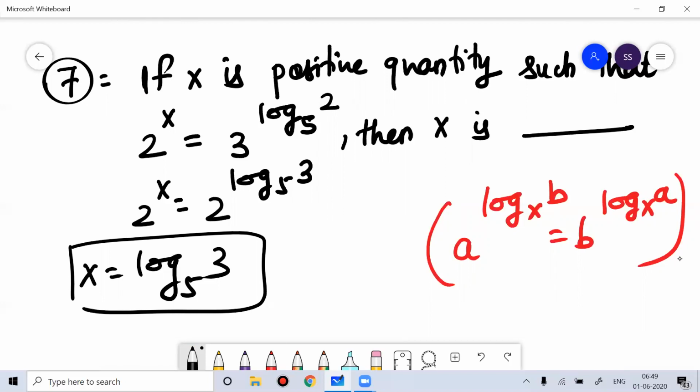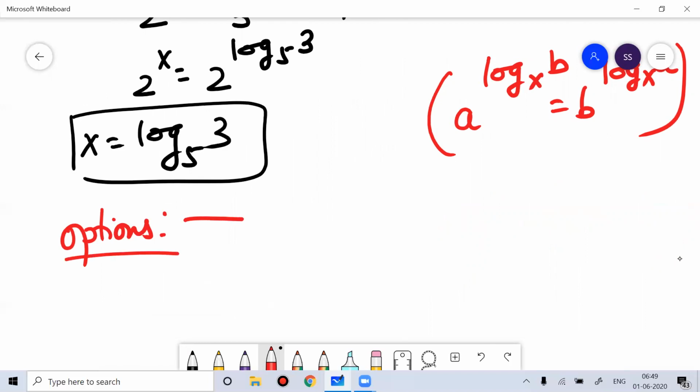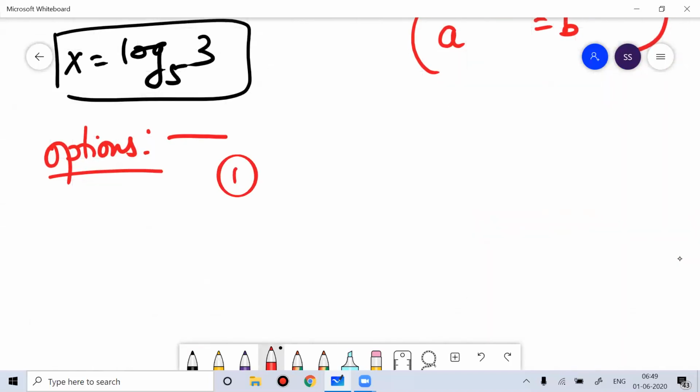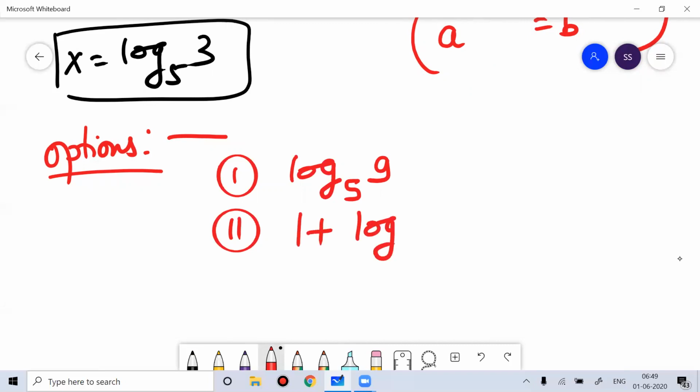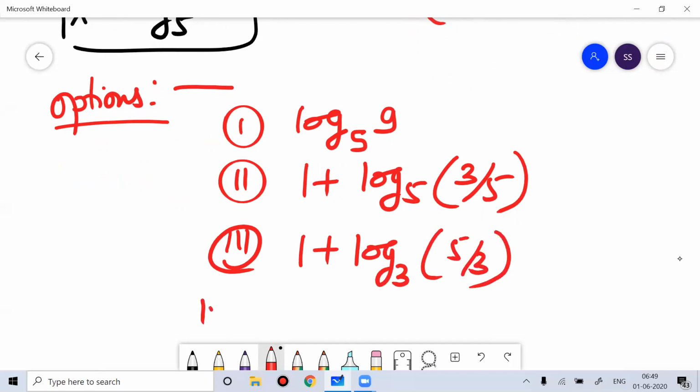So whenever you get these kind of questions, which are common in exam, you don't have to get confused. Suppose if I give you options, because this question is so easy, I can't ask you like this. So suppose option number 1 is log base 5 9. Option number 2 is 1 plus log base 5 3 by 5. Option number 3 is 1 plus log base 3 5 by 3. Option number 4 is suppose log base 5 8.